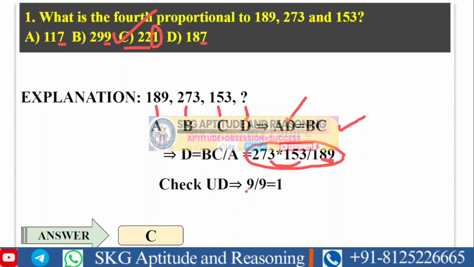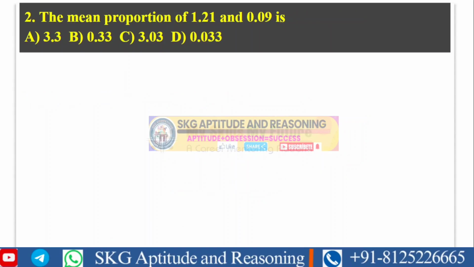I hope you understand this problem. All you need to do is remember AD is equal to BC and then substitute the values. If the calculations are difficult, try the unit digit concept or digital sum concept. Let us move further by discussing other questions regarding the proportions topic. Here is the second question.